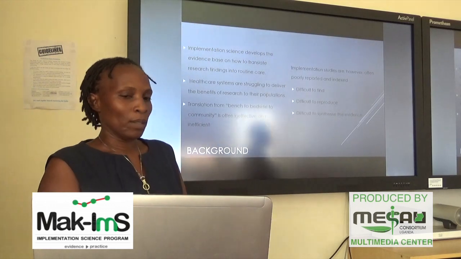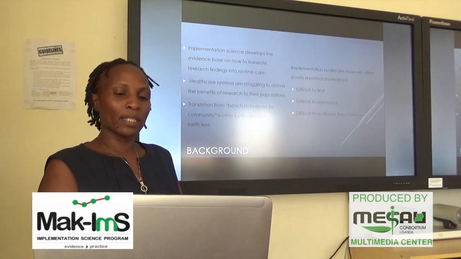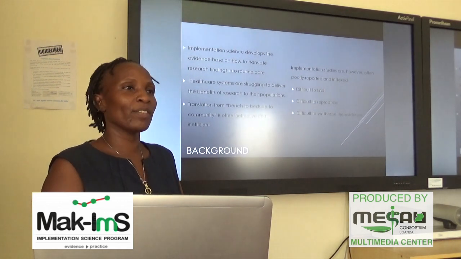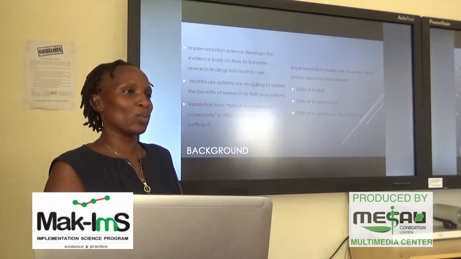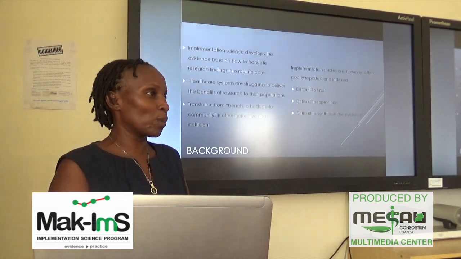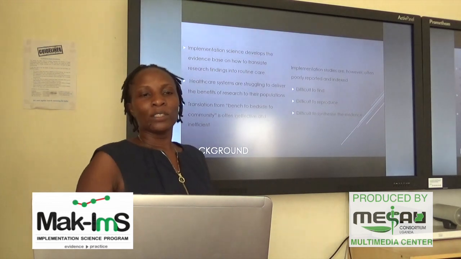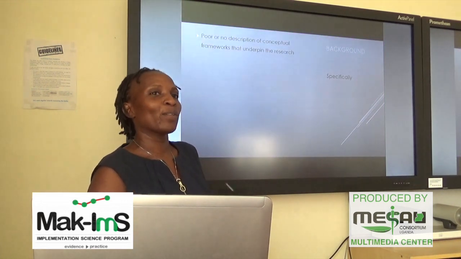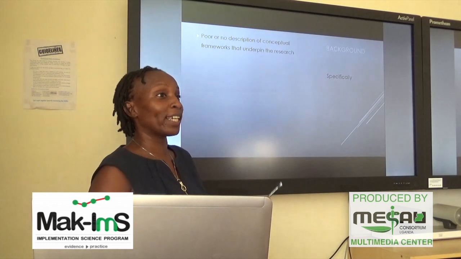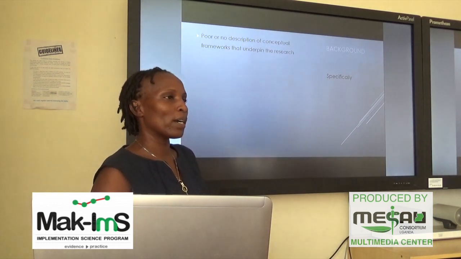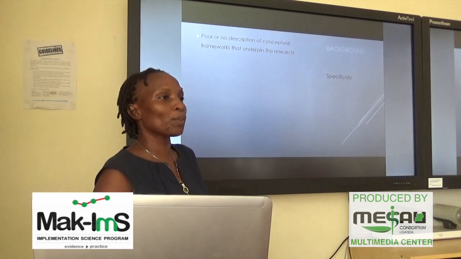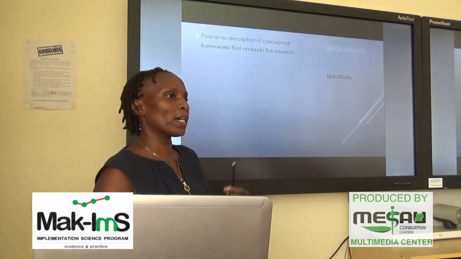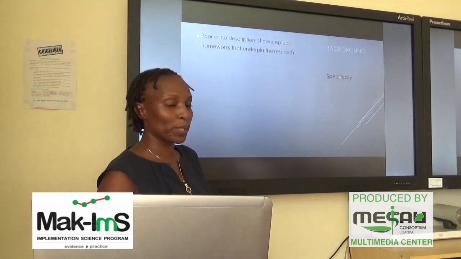However, the studies have traditionally been difficult to find, and if you find them, they've been poorly reported, and if they're poorly reported, it's hard to synthesize the evidence from those studies. So, specifically, it has been noted that one of the major challenges when reporting implementation science studies is a lack of a good description of what conceptual framework has been used. What conceptual framework underpins the work that you are reporting.